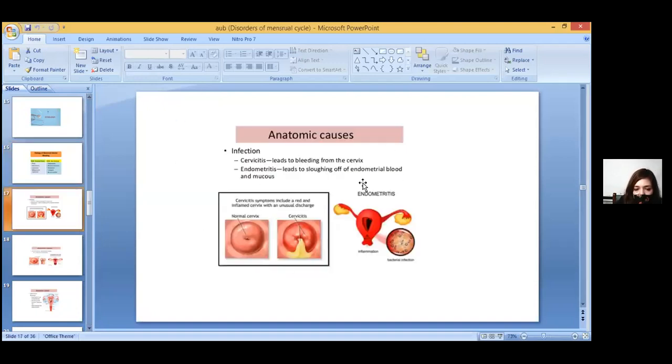So these are the anatomical causes. Anatomical causes means there is a problem in the uterus, cervix or the vagina. Anatomical causes include infections. Cervicitis means inflammation of the cervix. Whenever there is an inflammation of the cervix, the patient may present with intermenstrual bleeding, that is bleeding between the 2 cycles, or an irregular menstrual cycle, postcoital bleeding, and endometritis. Endometritis means there is an infection in the endometrial lining inside the uterine cavity. It also presents with heavy vaginal bleeding.